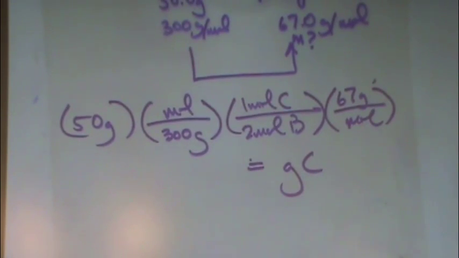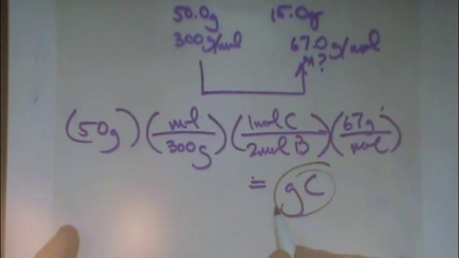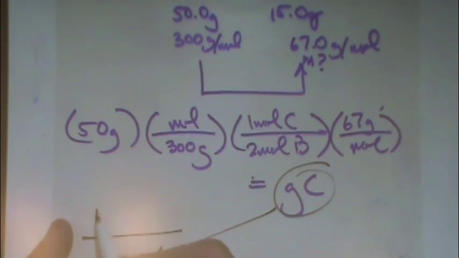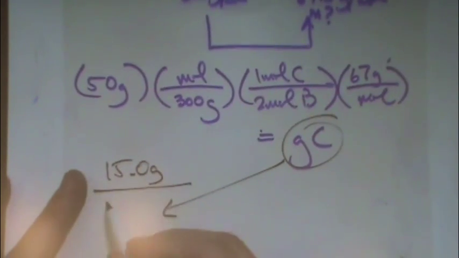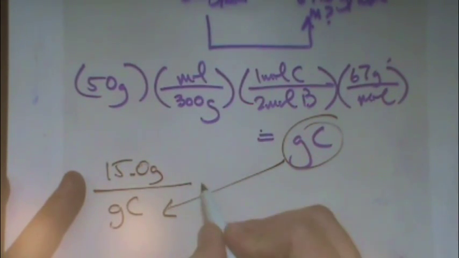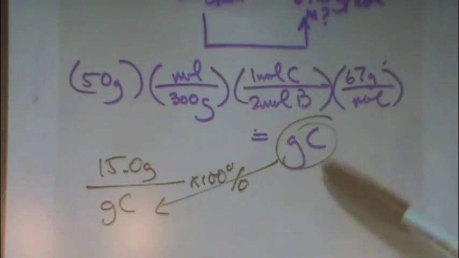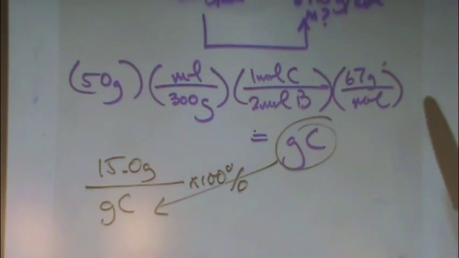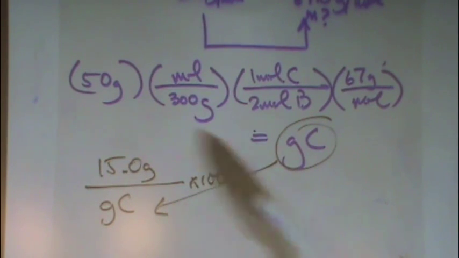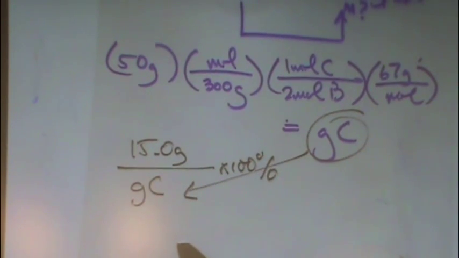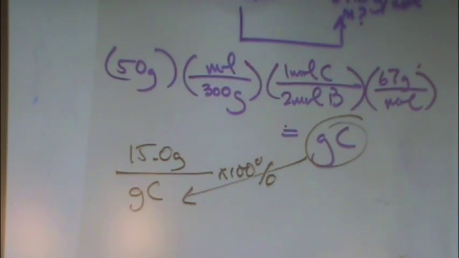I'm going to take, let's go to a different color here, this number and put it in the following equation. 15 grams over whatever that is, grams of C, times 100. So the grams of C is part A, the theoretical yield, and then this calculation in black here is the second part. Is that all right? Okay, cool. Last question.